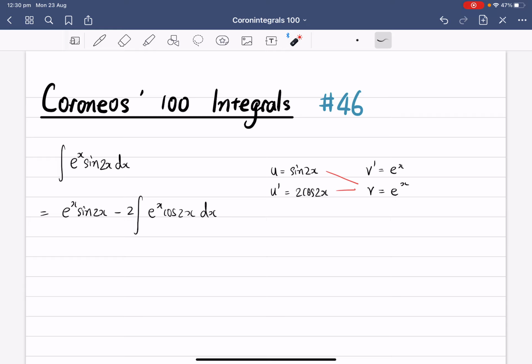But hopefully you realize this. It becomes a loop, okay? We're going to eventually end up with another expression, e to the power of x sine 2x. So we can move that same expression to the left-hand side, and we can use algebra to simplify these.